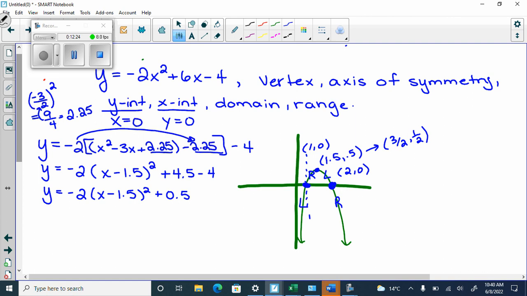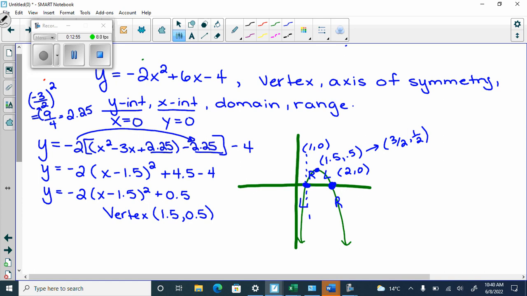So what's my vertex? My vertex is the opposite of this. So the vertex is 1.5, and the same as the back, 0.5. And the reason why is that your normal quadratic starts at 0, 0. Correct? And it's concave up. The parent function of y equals x squared is at 0, 0 and concave up. We agree? Well, this one has been moved 1.5 to the right, hence 1.5, and 0.5 up. So it moved right to that vertex. So that's why it's always the opposite.